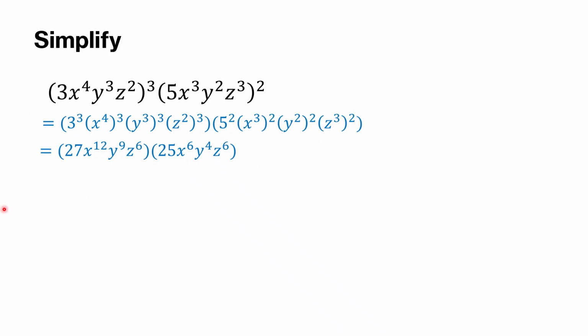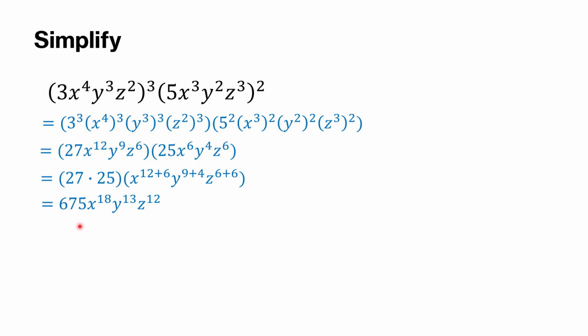Now, let's combine the numerical coefficients. So we have 27 times 25. Then using the laws of exponents, when you multiply the same variable, you add up the exponents. So we have x raised to 12 plus 6, y raised to 9 plus 4, and z raised to 6 plus 6. Multiplying 27 and 25, we have 675, x to the 18, y to the 13, and z to the 12.